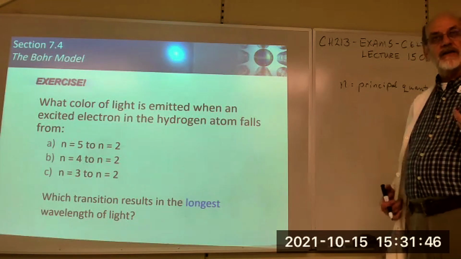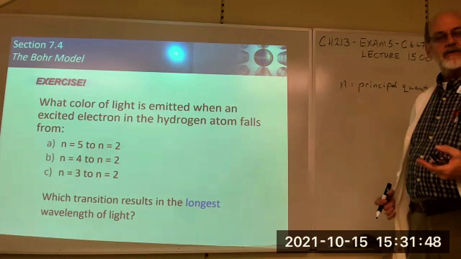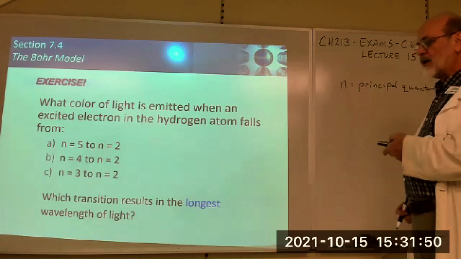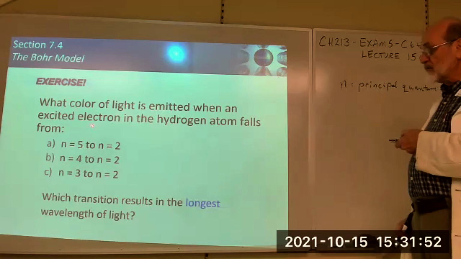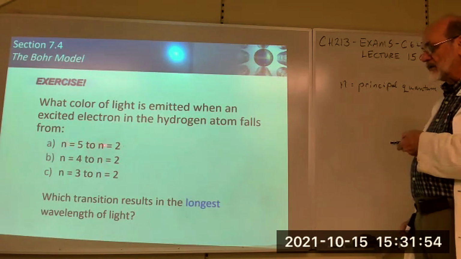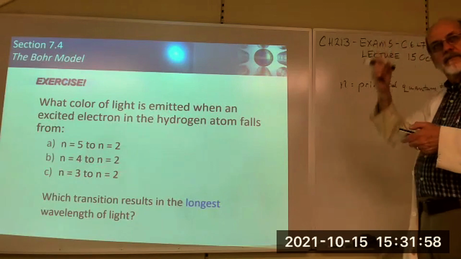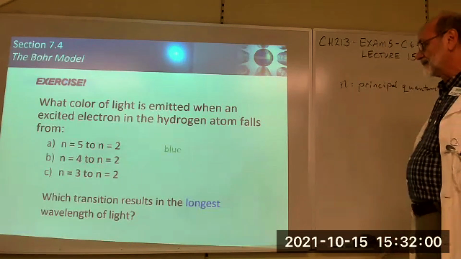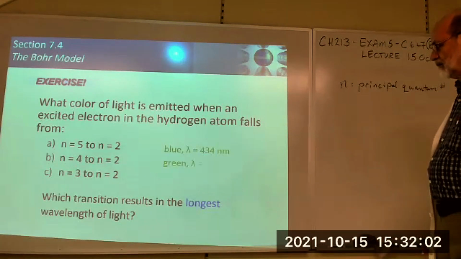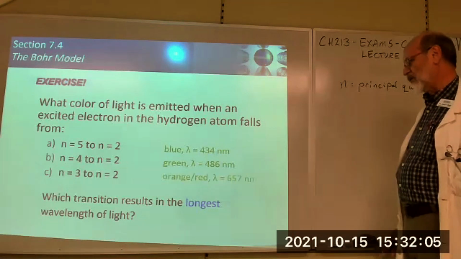Remember when I said red is the lower energy and blue is the higher energy? So the higher energy, the bluer one, is going to be the bigger jump from 5 to 2. And then this will be the green one and this will be the red one. Okay? Blue, green, and red. Yeah, orange, red.